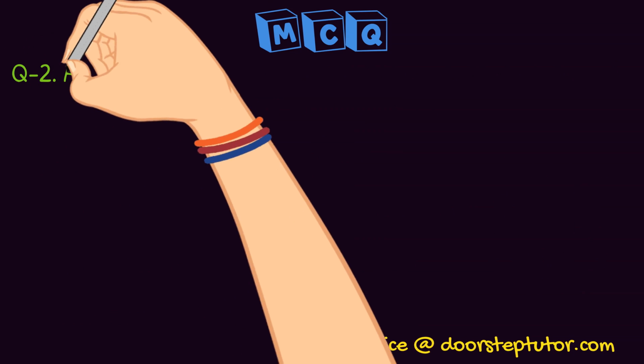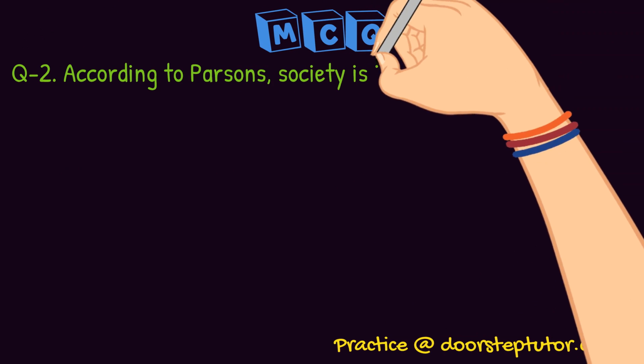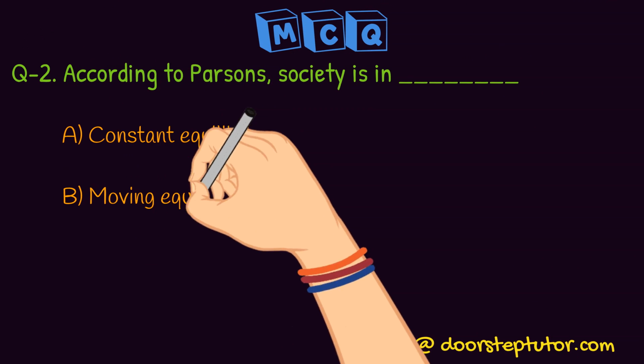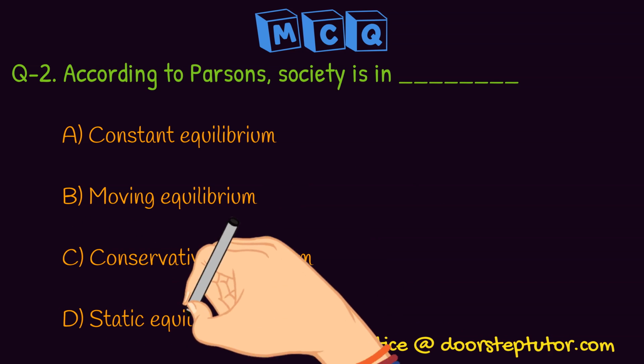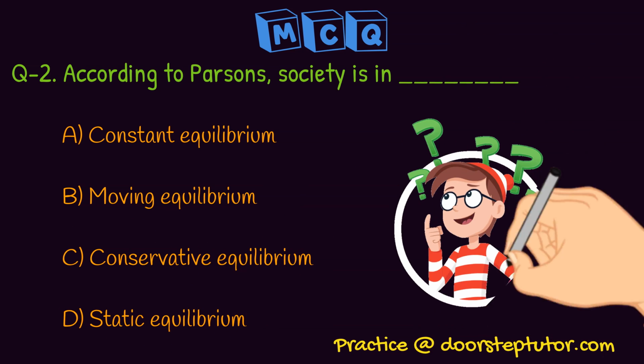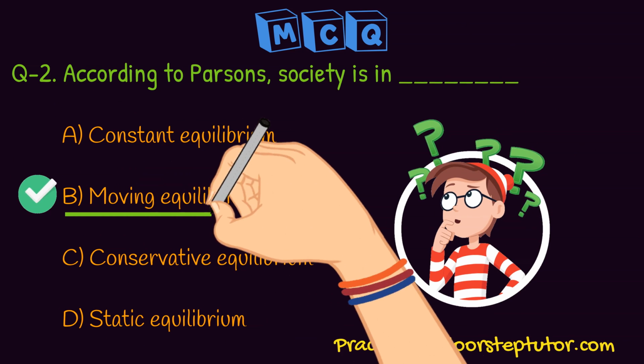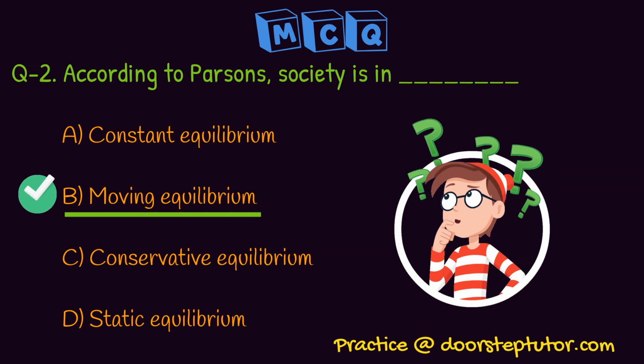Question number 2. According to Parsons, society is in moving equilibrium. We are choosing all of these things. We are coming out of the dilemma and choosing the functions on the basis of the AGIL system and pattern variables to make the best decision, and it has to be in a repetitive mode so that the social system does not collapse and it is sustainable and it continues.